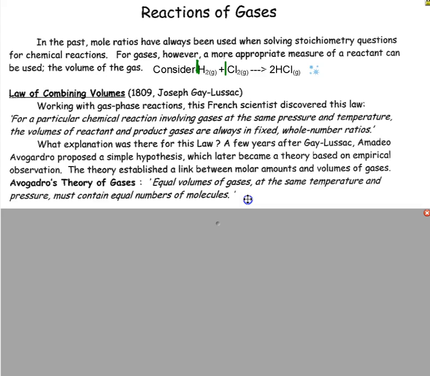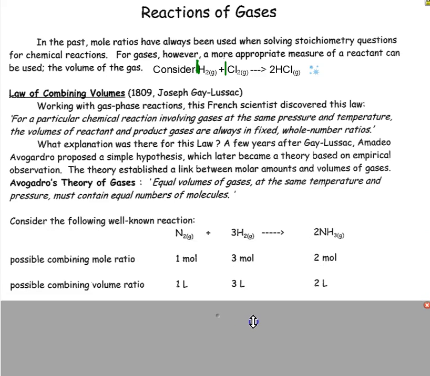Now, this is really a result of the structure of gases at a molecular level. We would have individual particles, and if the pressures of the gases are the same and the volumes are the same, then it must be because we have the same number of particles striking the container walls. That would produce the same pressure. All right, so this Avogadro's theory of gases works well with the law of combining volumes.